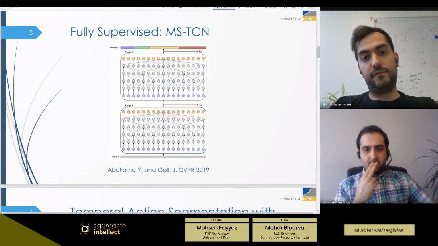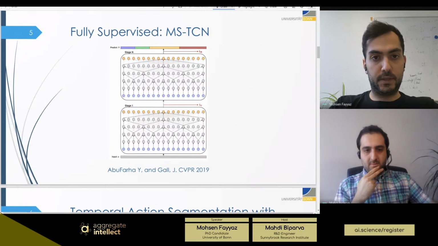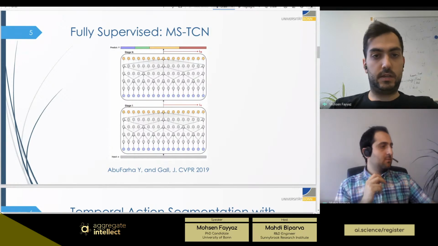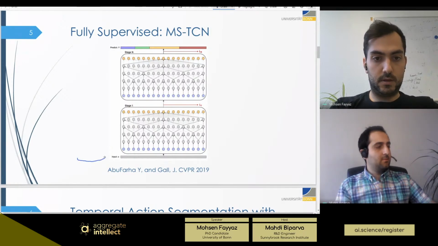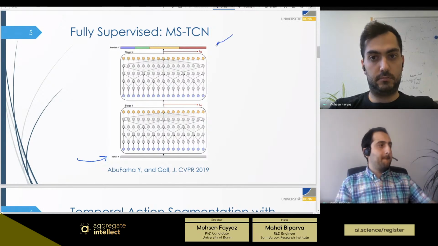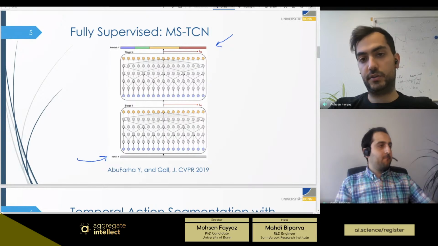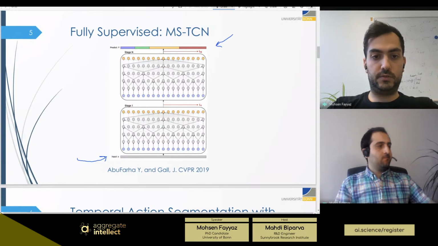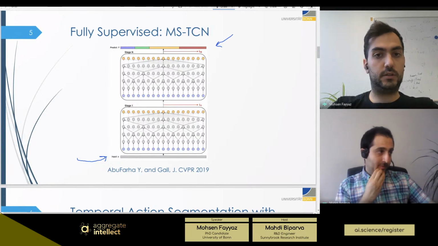I'm going to briefly explain it because today we are mostly focusing on the weakly supervised methods. So what do they do in this paper? The idea is that they get the input. We call the input X, the frames. And then they also have the labels. They have an architecture which they feed the data into. The input data is fed to the network, and then they train it like just normal deep learning methods.